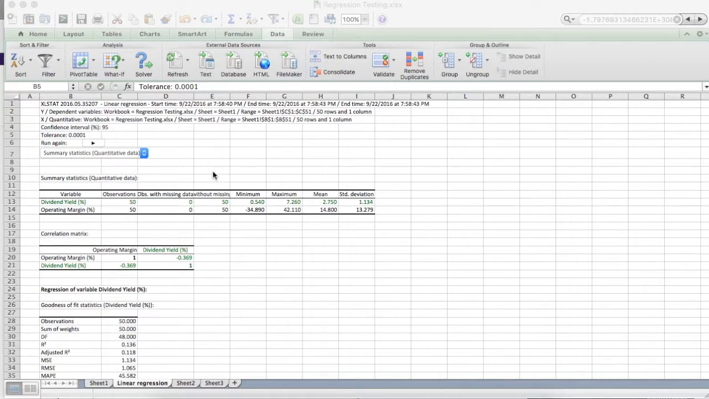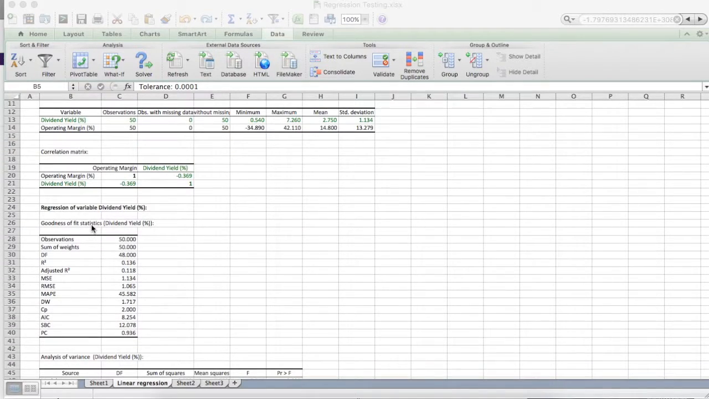Let's quickly review the results of our linear regression. Here we have our summary statistics. We had 50 observations, which we pulled manually off of good old Yahoo Finance. No Bloomberg here for these non-experts. We have our maximum, mean, standard deviation, some slightly alarming numbers there.